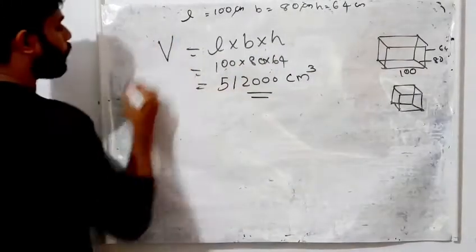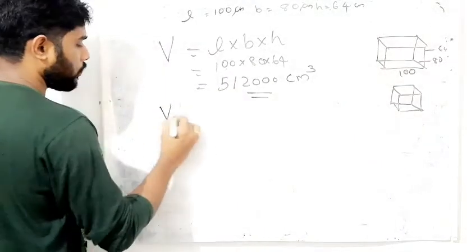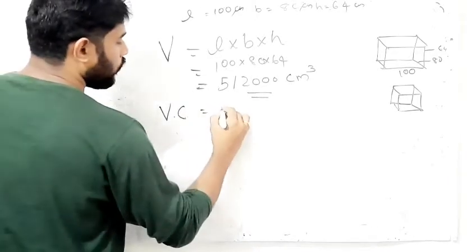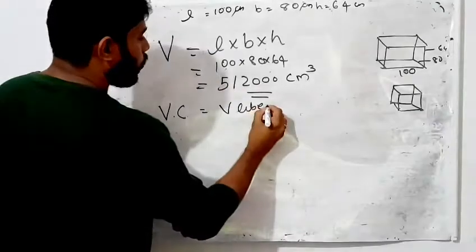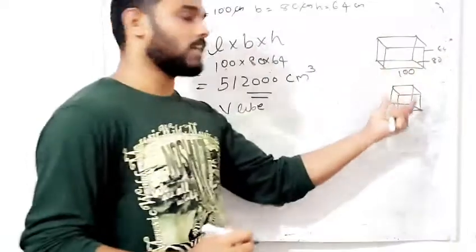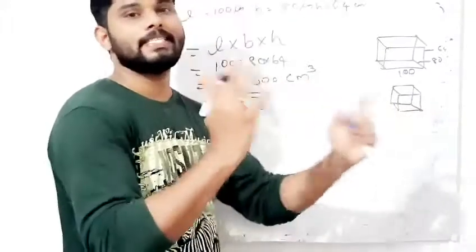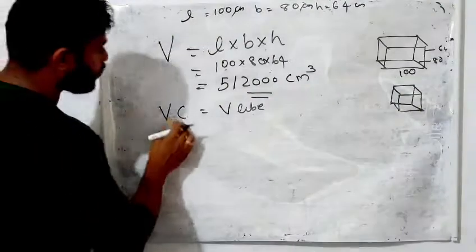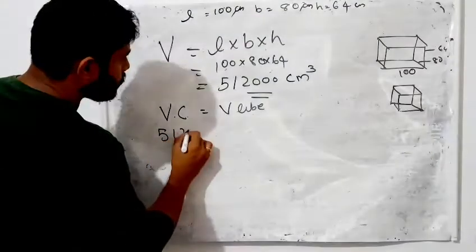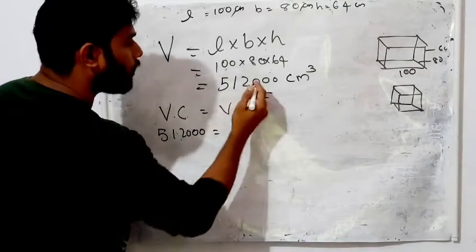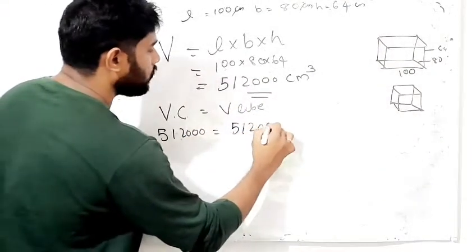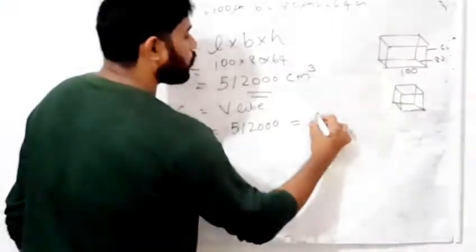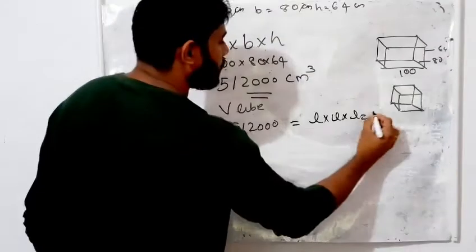The volume of cuboid is equal to the volume of cube. Why? Because we are changing the shape, but the volume is the same. Understood? We change the shape, but the volume is the same. So here 512,000, then the volume of cube also, how much will it come? 512,000 cubic centimeter. Clear?